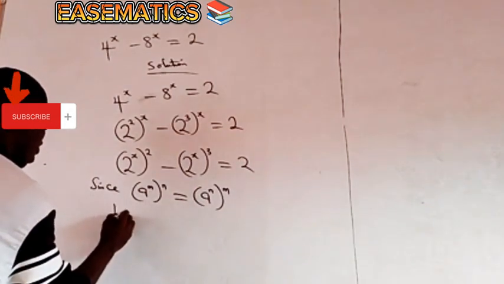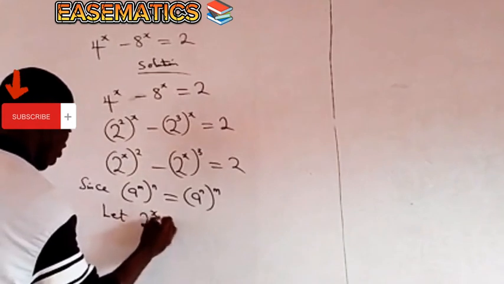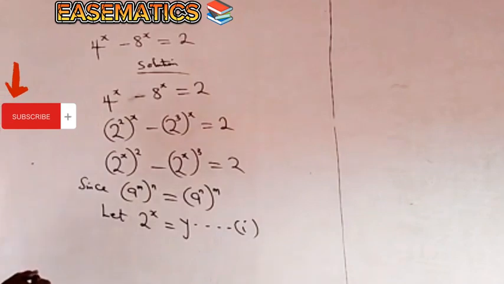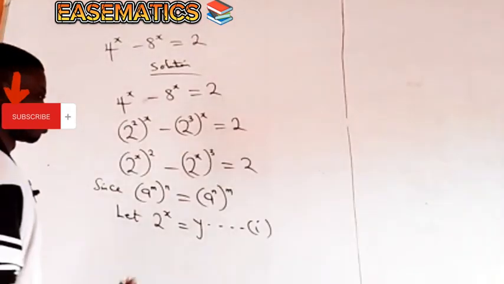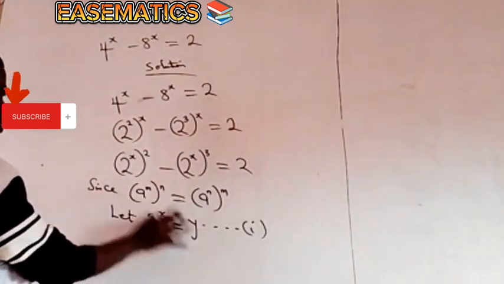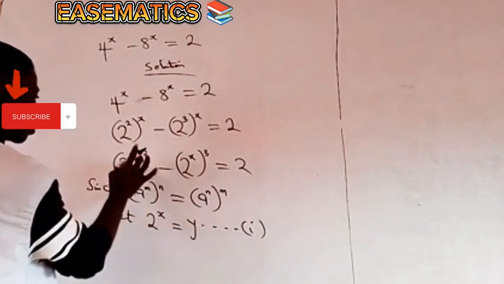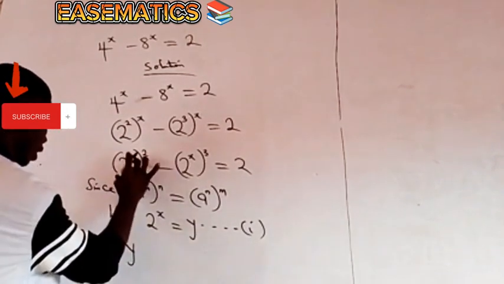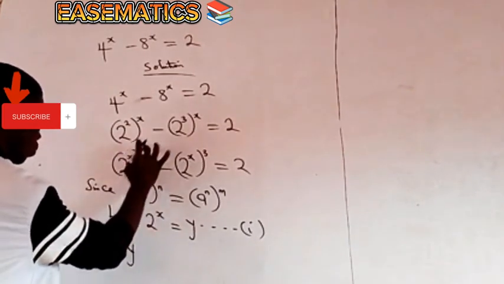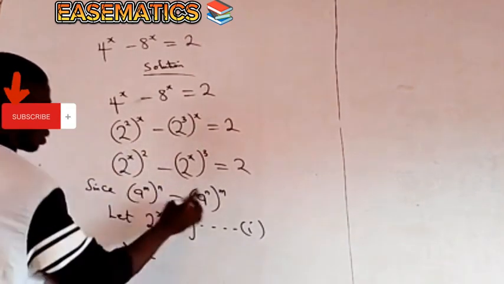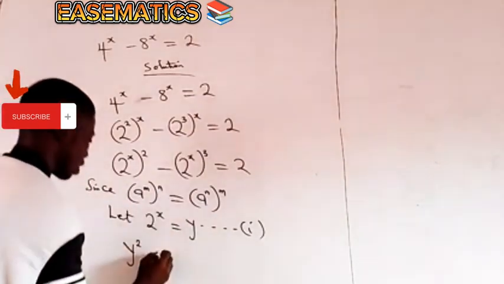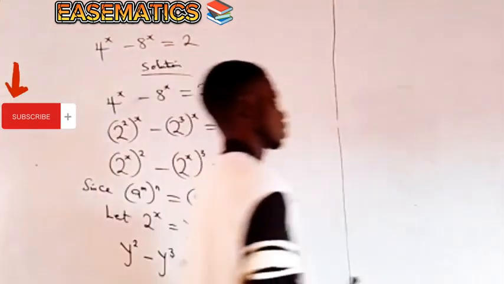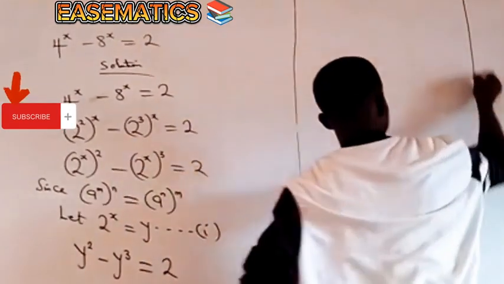So I can say, let 2 to the power of x be equal to y. You may call this equation 1 in case you may need it subsequently. Then, having called 2 to the power of x, y, we substitute this into this equation, and at this point we are writing this as y squared minus, here we are writing this as y to the power of 3, is equal to 2. Alright, we can move on.